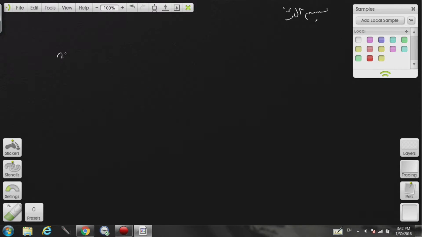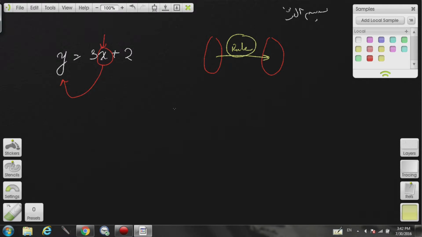So when you say y equals 3x plus 2, it really means how do you take an input value, what do you do to that input value to get to the output value? It's this rule that takes it from here. That is what this is. It's the rule that takes a certain input and converts it to the output value.